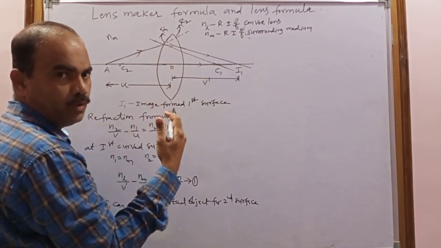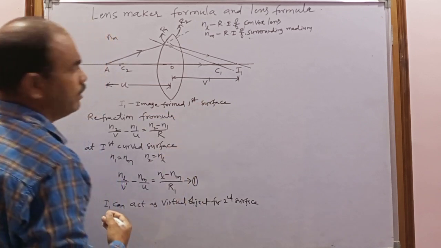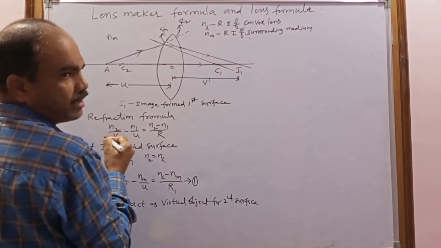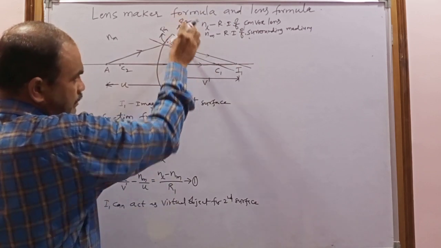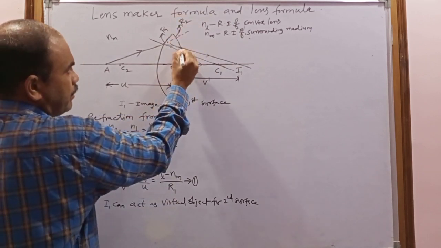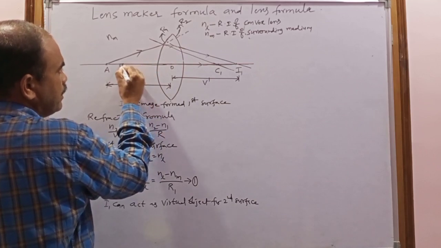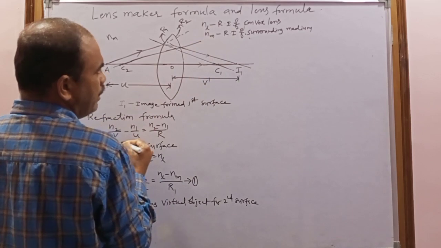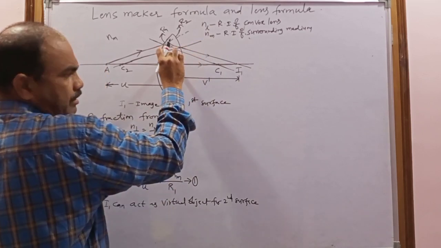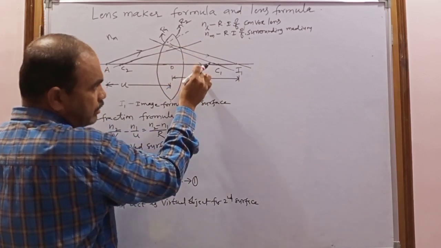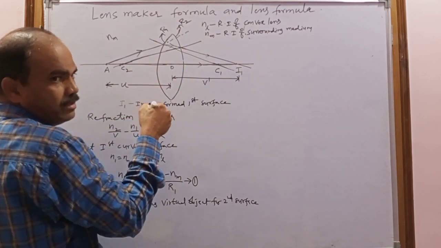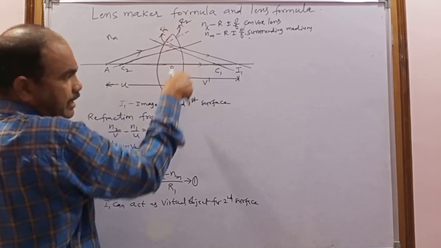To know the path, I am drawing a normal. Now this is the point of incidence. How can you draw the normal for this point of incidence on the second surface? By joining the point of incidence and the center of curvature of the second surface. Then you get the normal. Now, the light is going from denser to rarer, because this refracted ray is traveling inside the lens. That is why it is the incident ray for the second surface.